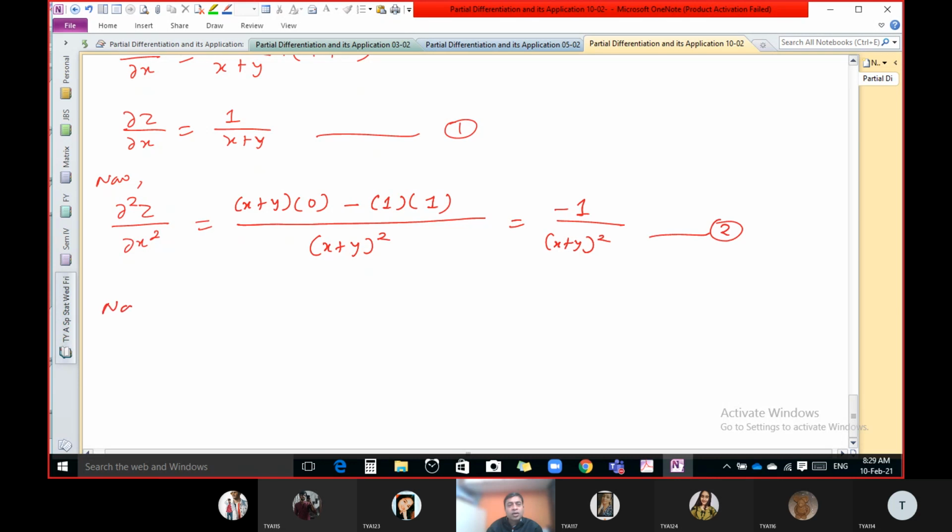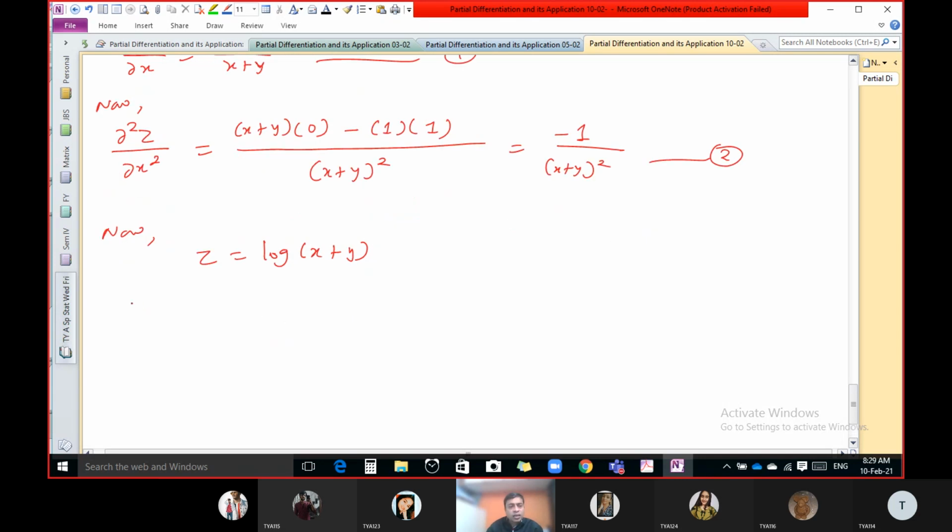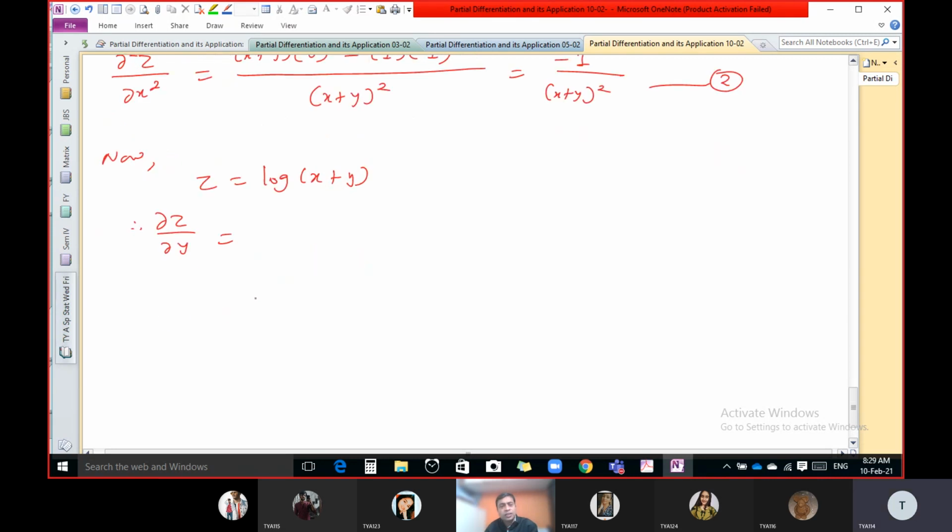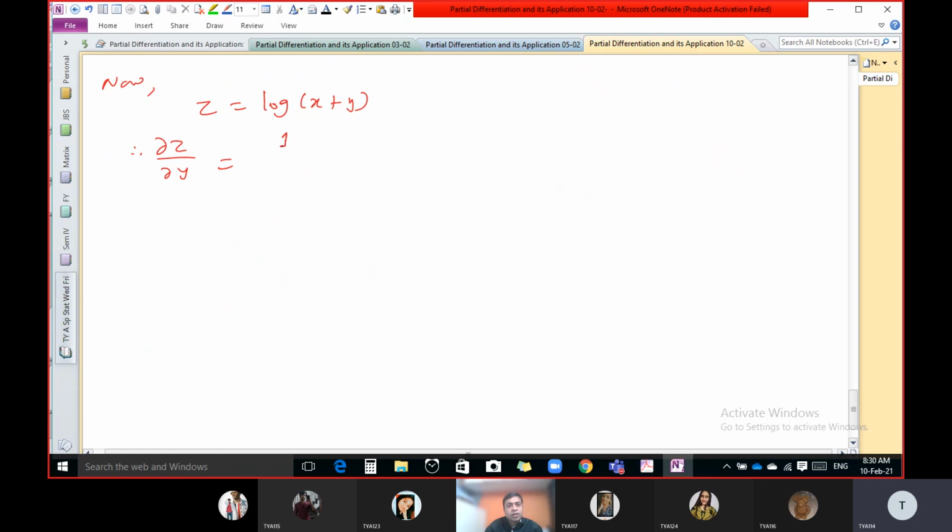Now just rewrite the function z. Now differentiate with respect to y. Tell me the answer with respect to y. Same logic: 1 upon x plus y into derivative of this with respect to y, which is 0 plus 1. Correct. So answer is 1 upon x plus y. Equation 3.